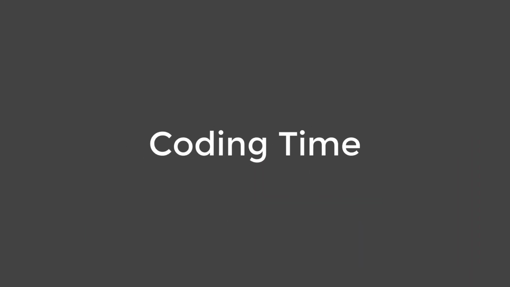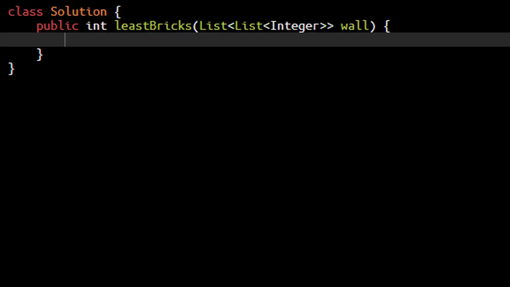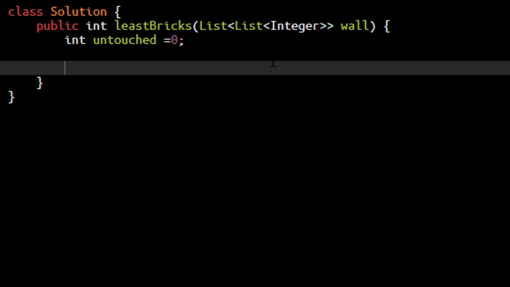So now let's try to code this particular approach. We need to find a value wherein we find the maximum number of non-touched bricks. So we can have that variable first. We can name it untouched, which will initially be 0. Now we do need to loop on every brick of every row. So we will do that looping first.